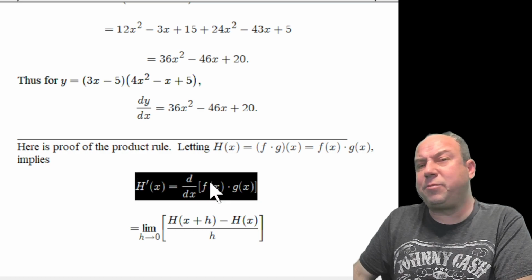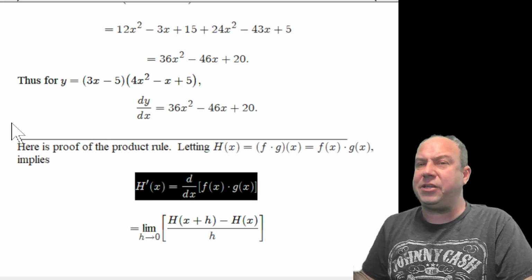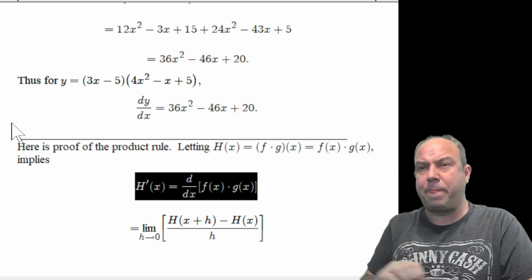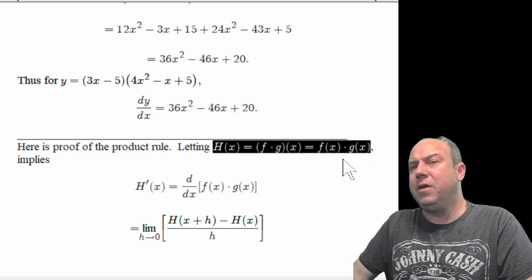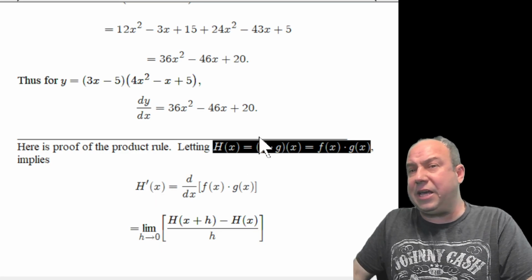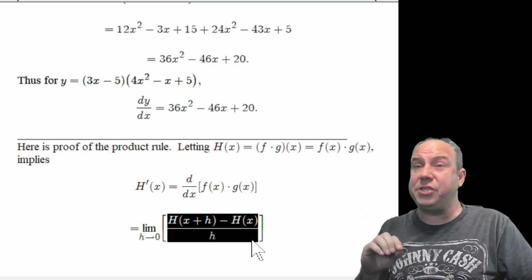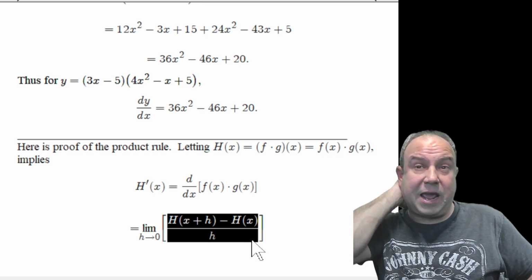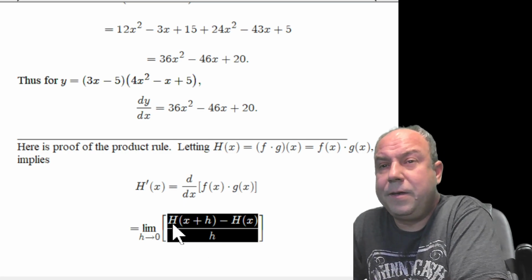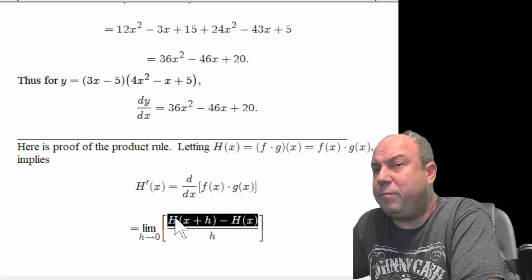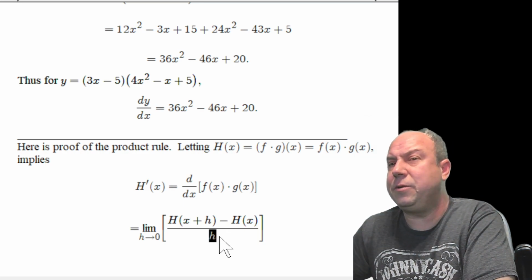Right? H prime of x then would be the derivative with respect to x for f of x times g of x, if h is the product of f with g. Right, what we're denoting right here. So if we think about applying the rule to h, or be careful there, apply the definition of the derivative to h, then h prime is going to be the limit of little h, as little h heads to 0, for what is the ratio of big H at x plus h minus big H at x, all divided by h.